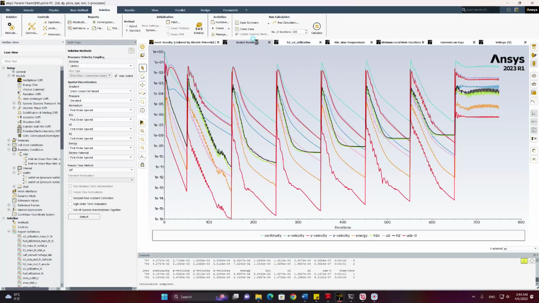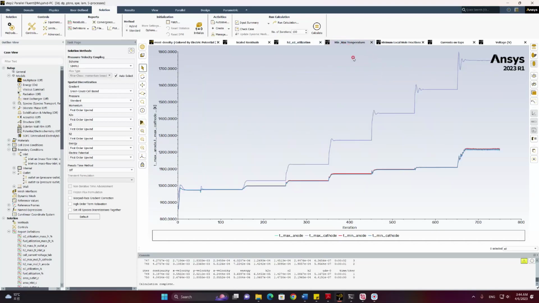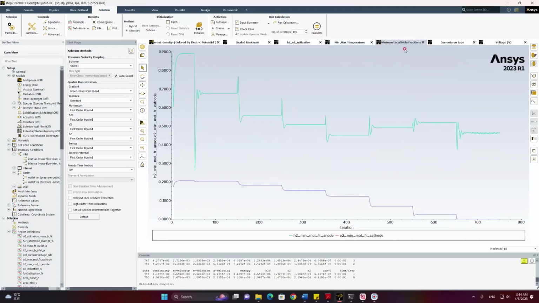Okay, now you can see from the scaled residuals that we are getting significant issues for the convergence, but the main problem is the oxygen utilization. Most of the oxygen is utilized, so the fuel cell is actually getting local starvation, and the temperatures are getting insane values. If you go to the minimum mole fraction of oxygen at the electrolyte surfaces, you will see that it's nearly zero. So there's no oxygen present.